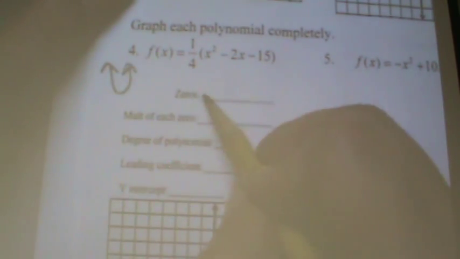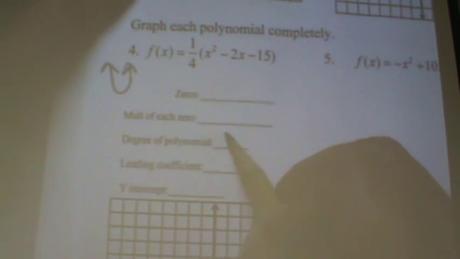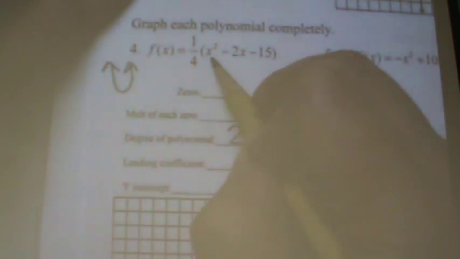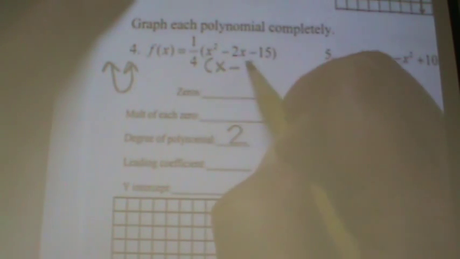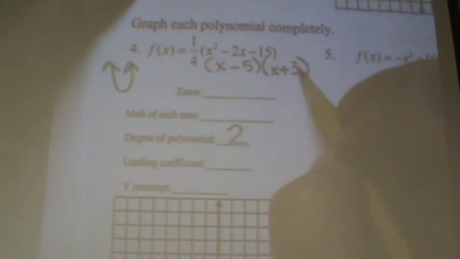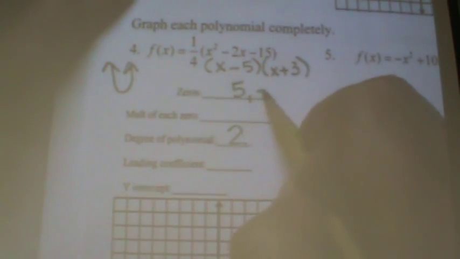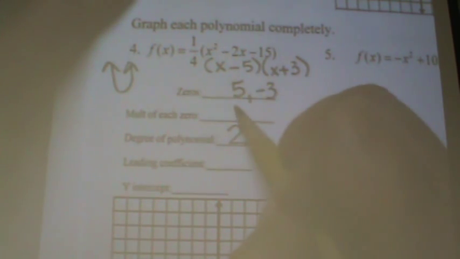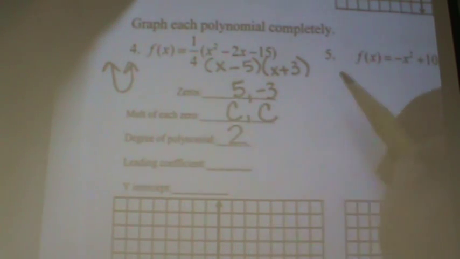Number 4 is a simple quadratic. It's a U-shaped figure, very simple. The degree of this is 2. Now, how do we figure out the zeros? We'd want to see if we can factor this. This is easy to factor. So my zeros are 5 and -3. And the multiplicity of each is odd, so it's going to cross through each one. It's not going to touch and bounce.